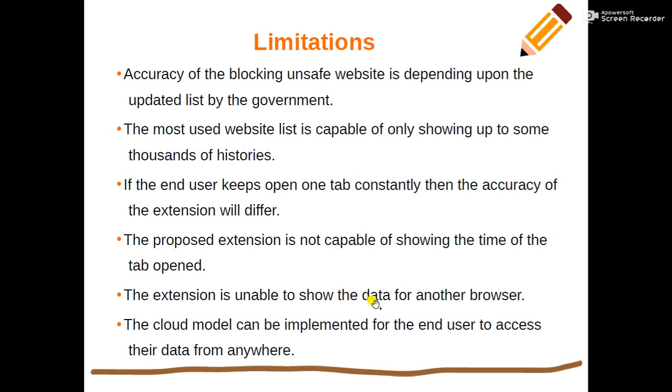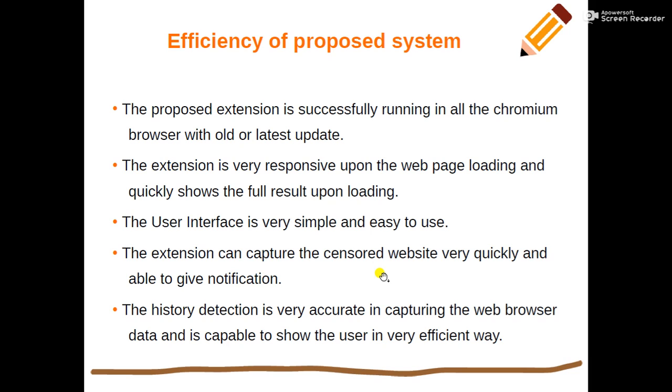The extension is unable to show the data for another browser. If the data is on other types of browsers like Firefox or Opera, then we can't consider that data. A cloud model can be implemented so that we can retrieve the data anywhere. This is the major limitation: our data is not dynamic. So in the future we will try to improve it.